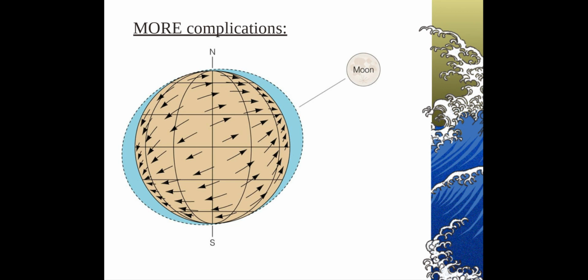There are more complications. The Earth's spin is tilted, so it spins on its axis tilted. The moon moves from 28.5 degrees below the equator to 28.5 degrees above the equator every 27.3 days. At one point, the day and night tides are going to differ.